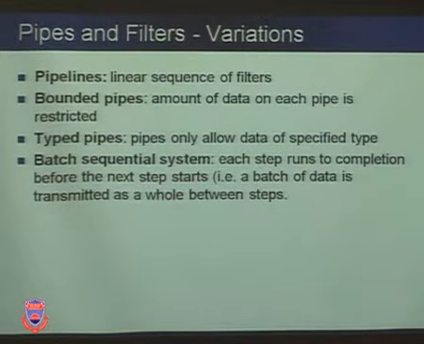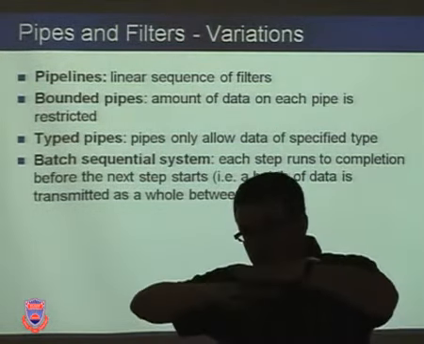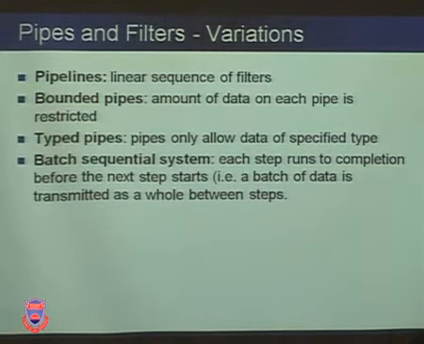There are different variations. Pipelines are just linear sequences of filters. There are no branches. Bounded pipes is another variation, where you have a pipe between the filters and say every pipe has some bandwidth, so the amount of data on each pipe is restricted, which is actually in practice the case. Typed pipes are pipes which only allow data of a specific type.